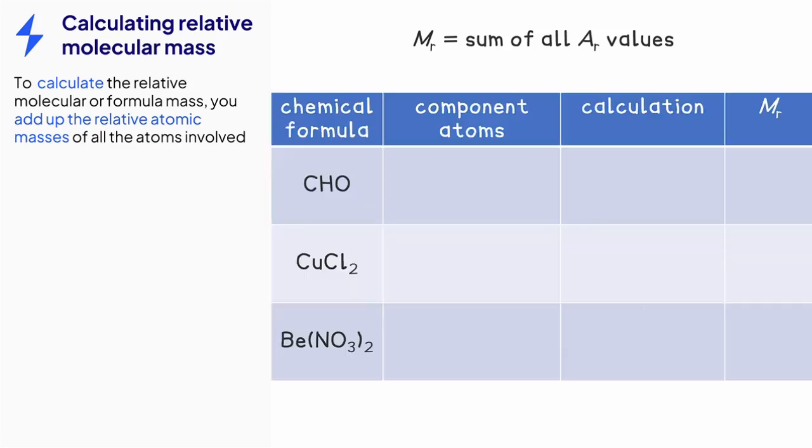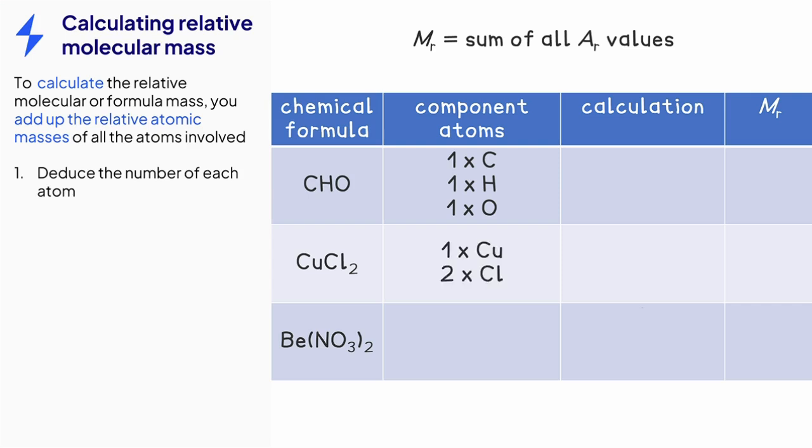We will use 3 compounds to show the process. Step 1 is to determine the number of each atom in the compound. CH4O contains 1 carbon, 4 hydrogen and 1 oxygen. CuCl2 contains 1 copper and 2 chlorine atoms, because the small 2 belongs to the element before. Be(NO3)2 contains 1 beryllium, 2 nitrogens, because the small 2 belongs to everything inside the bracket, and 6 oxygens. 3 oxygens inside the bracket, which is then doubled because of the small 2 after the bracket.